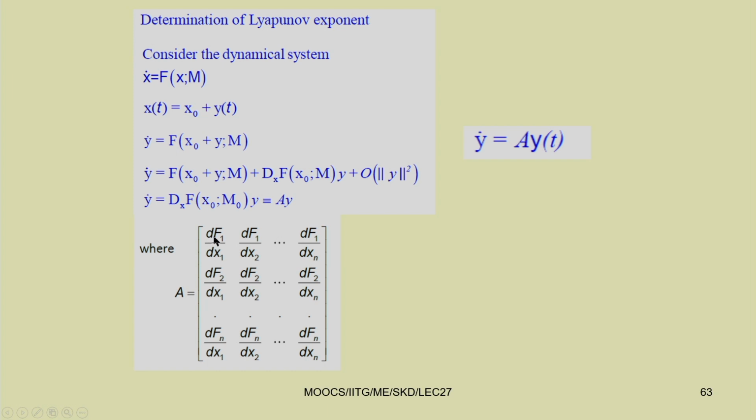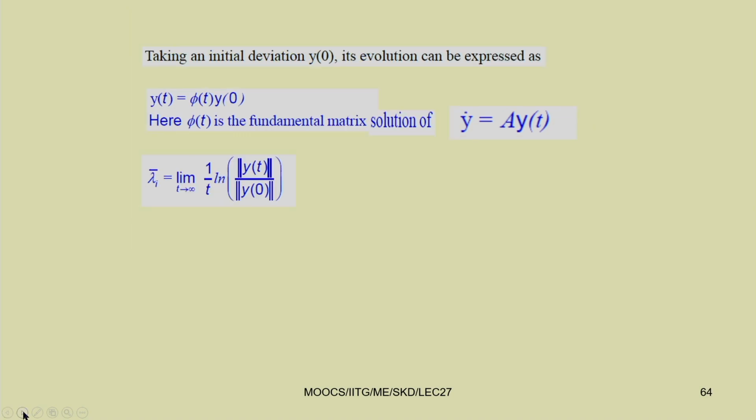So, A equals del f1 by del x1, del f1 by del x2, up to del f1 by del xn. This way we can construct the A matrix, which is the Jacobian matrix. Now our equation is y dot equals d x f into y. We can find this by solving this equation, with a slight initial deviation y0, to see how much deviation is taking place at time t.